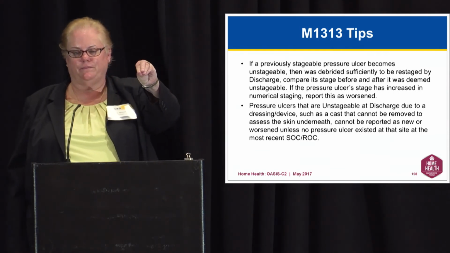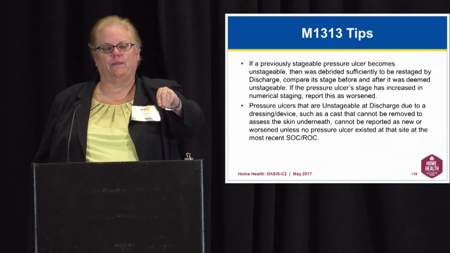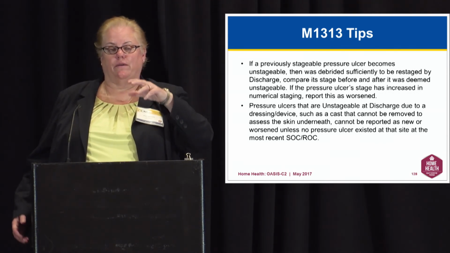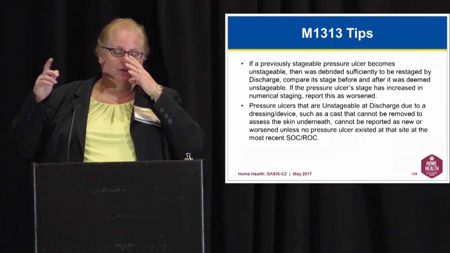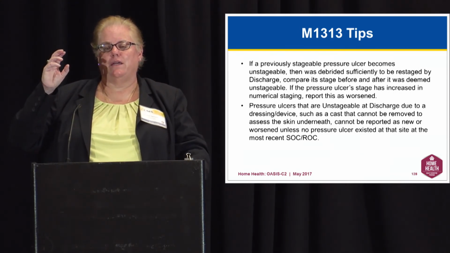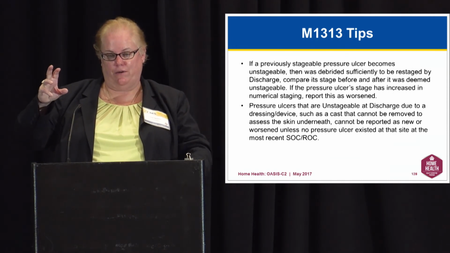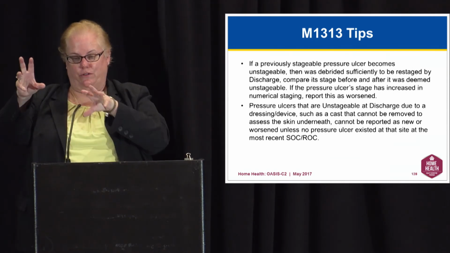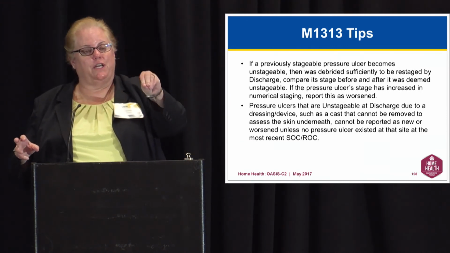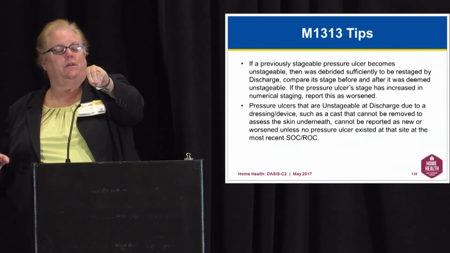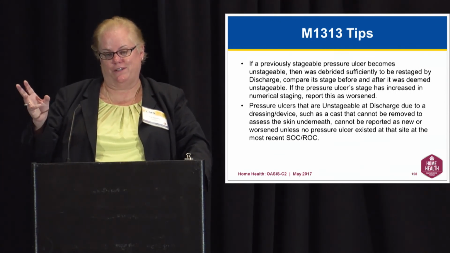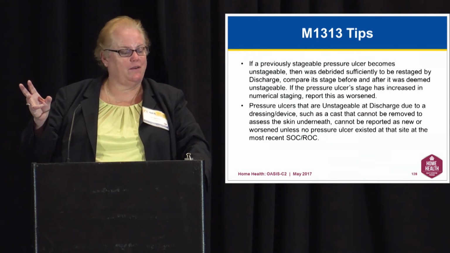Stage 3 on start of care. It becomes, let's say, completely covered with slough or eschar. It gets chemically or surgically debrided, and now it's a stage 3, okay? It was a stage 3, went unstageable, still a stage 3. Now if it's cleaned up, it's not considered worsened. If it's stage 3, becomes unstageable, we clean it chemically or it gets debrided, now it's a stage 4, it's worsened. Does that make sense to everyone? Okay, good.